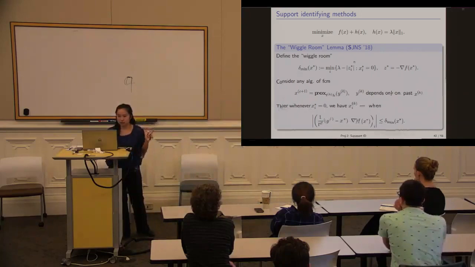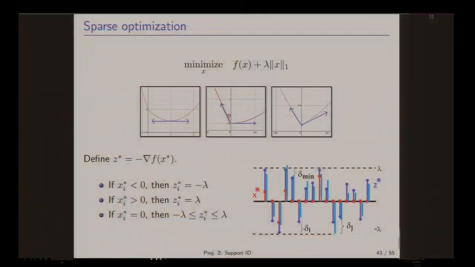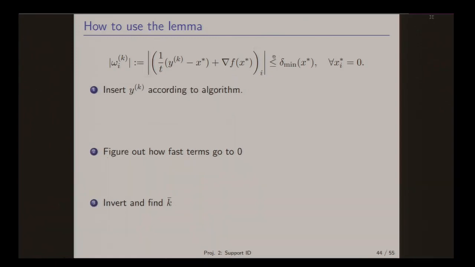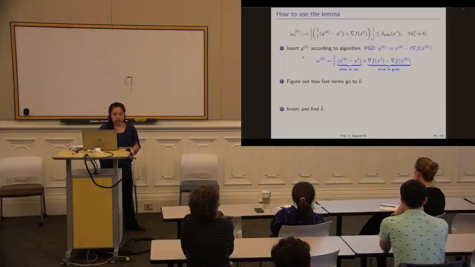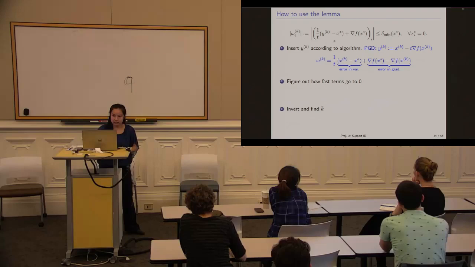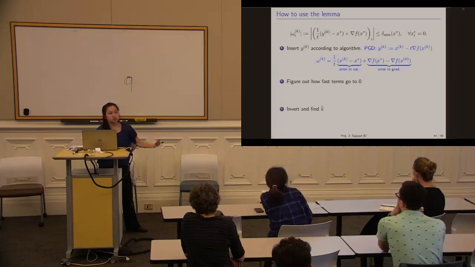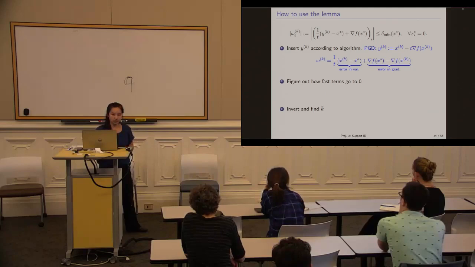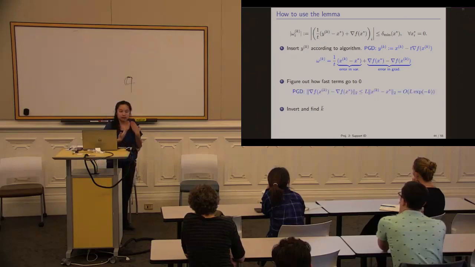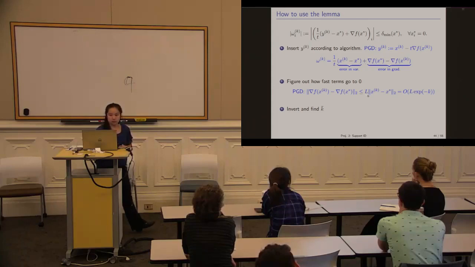Okay, so how can we actually use this lemma to give some kind of support identification complexity rate? This is the condition we need to be true. We take our method and we insert y_k according to the algorithm. For projected gradient descent, y_k is just the current iterate minus the gradient. We plug it into this part here and rearrange terms, and we see that this term breaks into one term that's the error in the variable and one term that's the error in the gradient. So this already tells us that finite support recovery will happen when delta min is positive, because x_k eventually converges to x star, and the gradient eventually converges to the true gradient. Convergence basically means that at some point the amount of error has to be smaller than this delta min term. To figure out how far it goes, we go through the literature and find our favorite rate of how x_k converges to x star. We use our assumption here to bound the gradient.